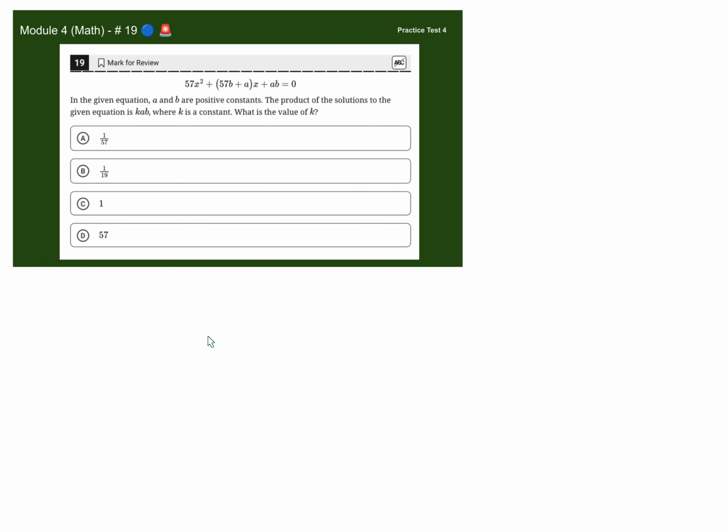Okay, so this problem says, in the given equation, a and b are positive constants, and the product of the solutions to the given equation is KAB, where K is a constant. So solutions, that's a keyword. Solutions is code for x-intercepts. So x-intercepts. Okay, so we can solve this problem two ways.